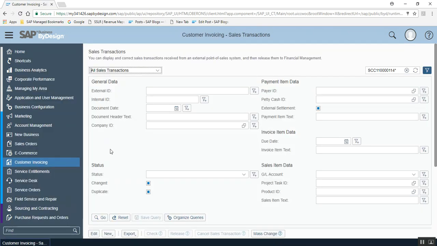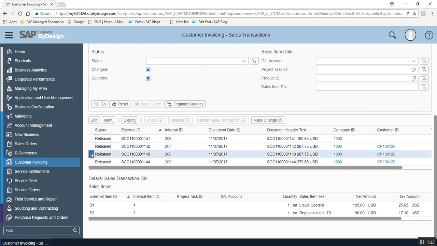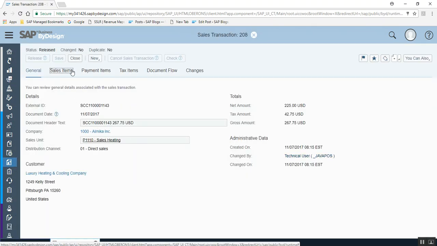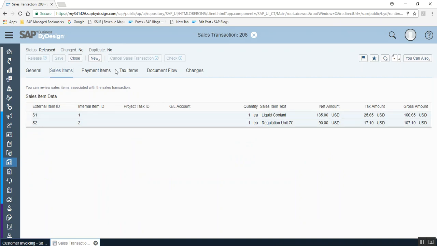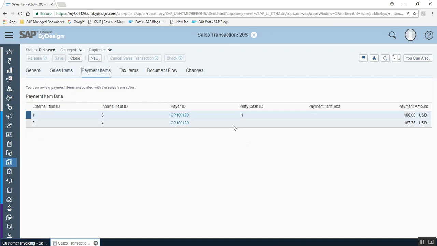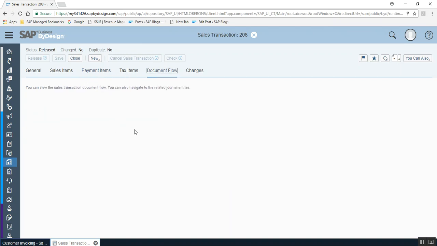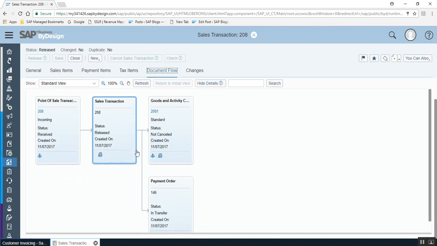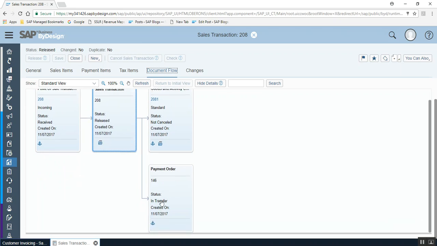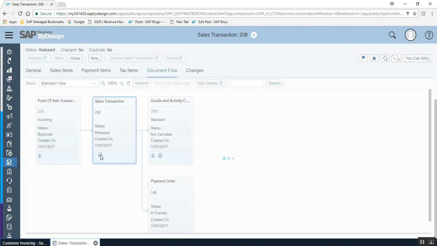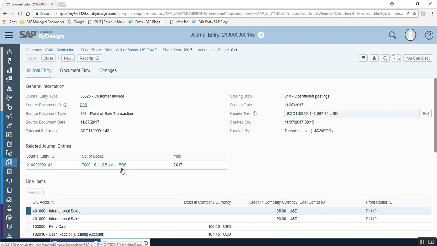Close the transaction, and let's take a look at the mixed payment method transaction, in which the transaction happened for different items, and we are interested in the payment items. As you can see, one was paid by cash, where the petty cash information is there, and one paid by card, where the card details are there. The interesting part is the document flow. It has details of the payment order, because a credit card payment is used. Let's take a look at the sales transaction GL account details.